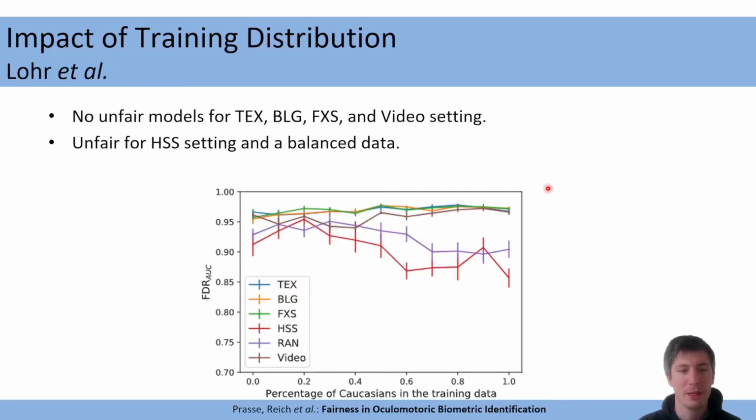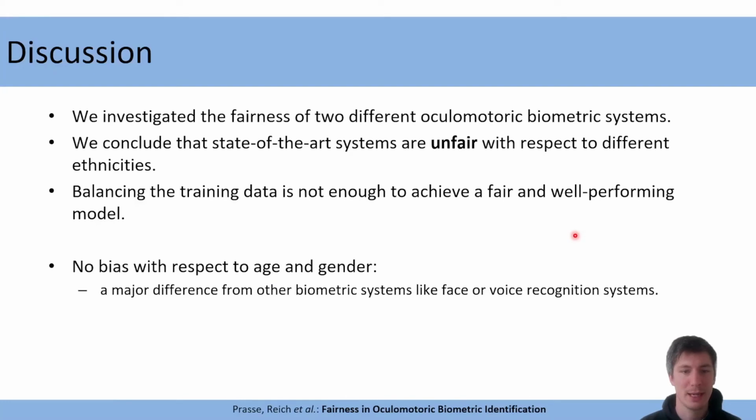For the Lohr et al. model, we see that most of the models are fair when balancing the training data distribution. But this is an artifact stemming from a deterioration of performance for both ethnicities. So to summarize, we can say that our biometric models that we investigated are unfair with respect to different ethnicities. And balancing the training data is not enough to achieve fair and well-performing models. However, we can also say that there is no bias with respect to age or gender, and that is a major advantage over, for example, face or voice recognition.